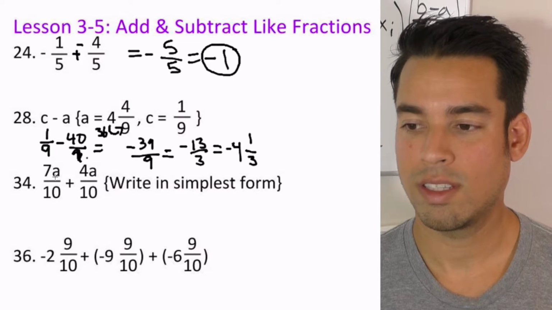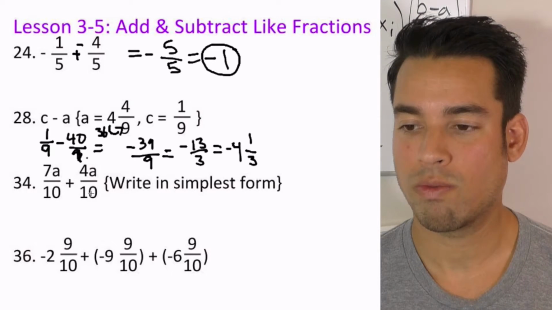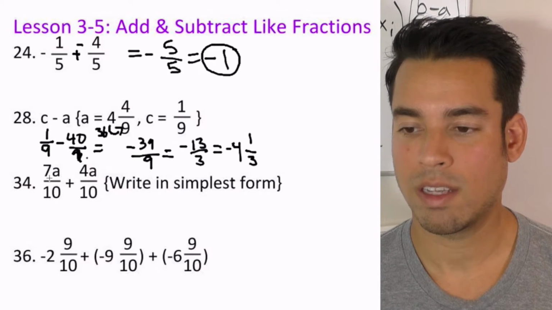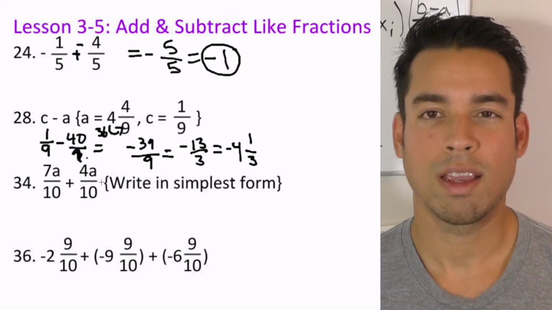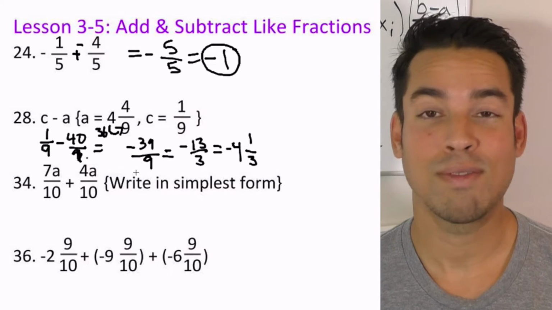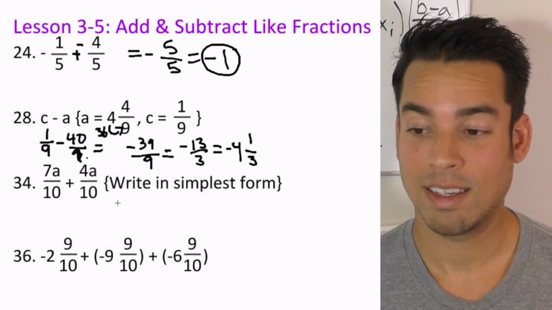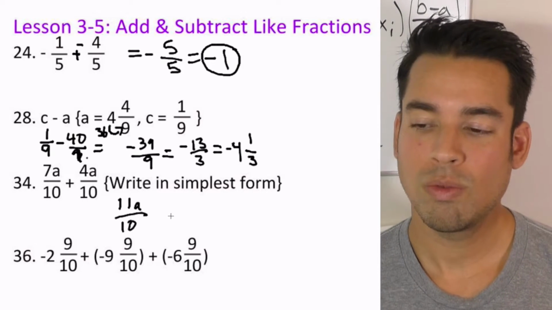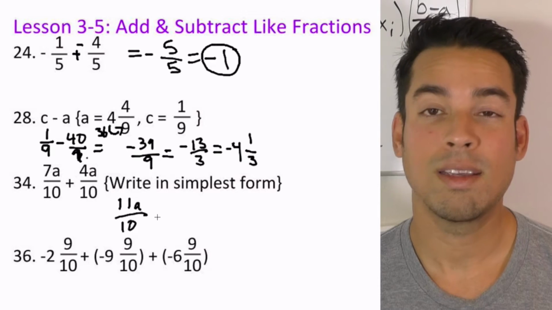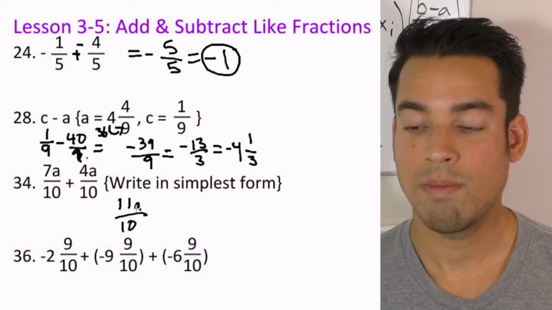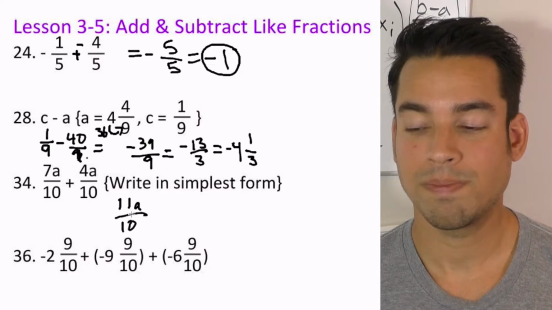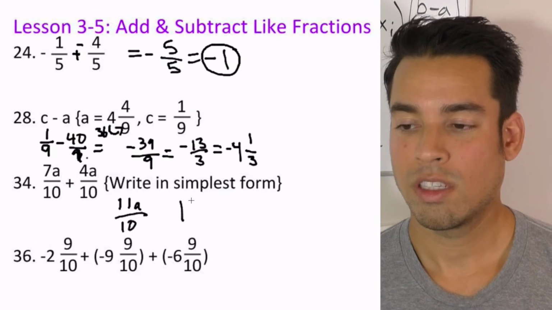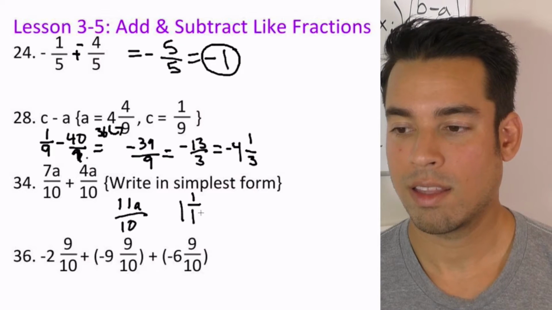Next, let's go to this guy, 7a plus 4a over 10. Again, we're just going to add across because our denominators are already the same. What's 7a plus 4a? Well, that's like 7 apples and 4 apples. You're going to get 11 apples over 10. But we do want to write this as a mixed number. So how many 10s here can we pull out of 11? We can pull out 1. So this ends up becoming 1 and 1/10.